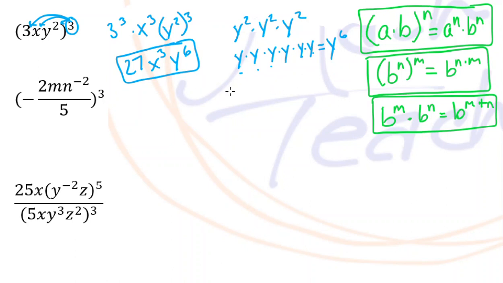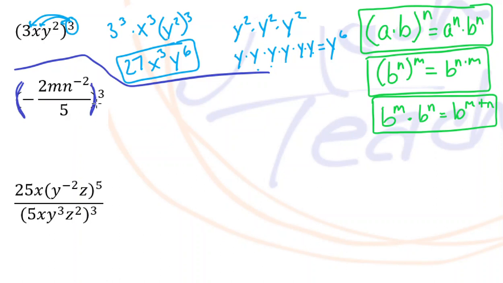Okay, let's do a couple of hard questions that try to put all this together. I don't think I have any more rules. Maybe I'll use a different color for this one. So for this problem, my parentheses aren't very good, but they're covering the whole fraction here. So I have negative 2mn to the negative 2 power over 5, and that's to the power of 3.